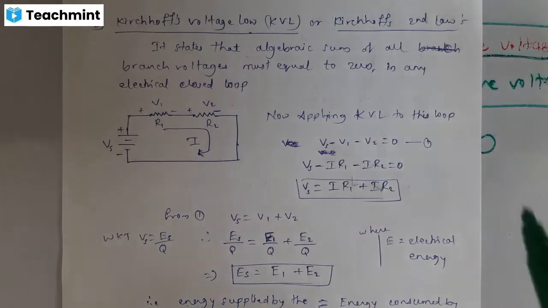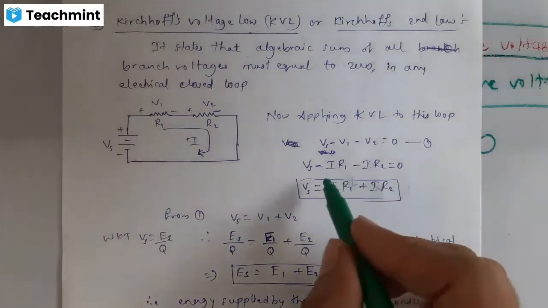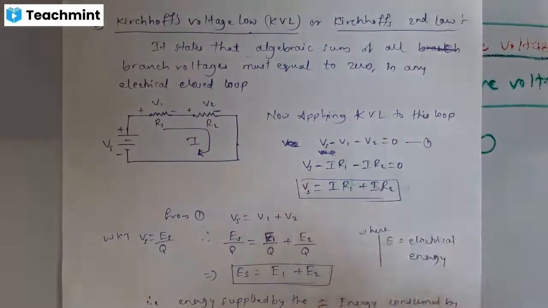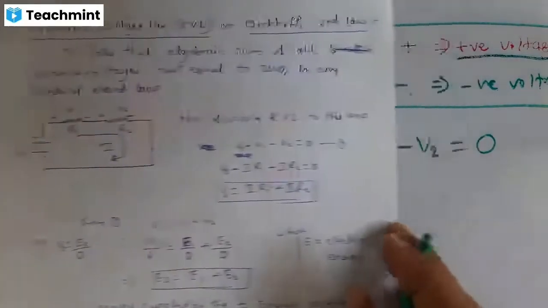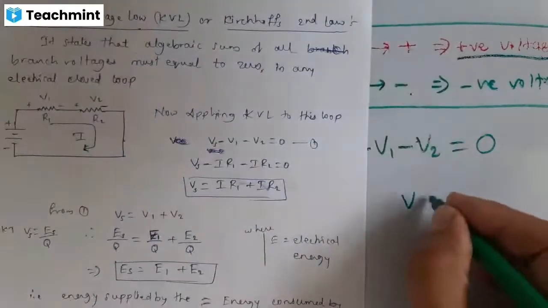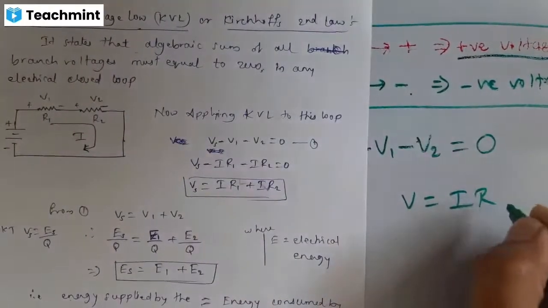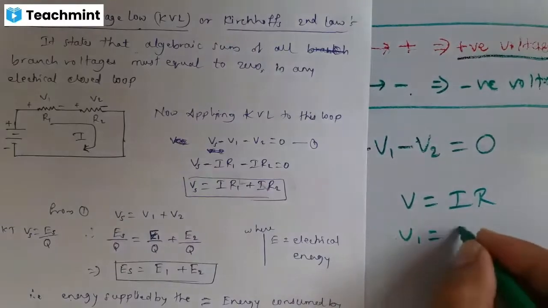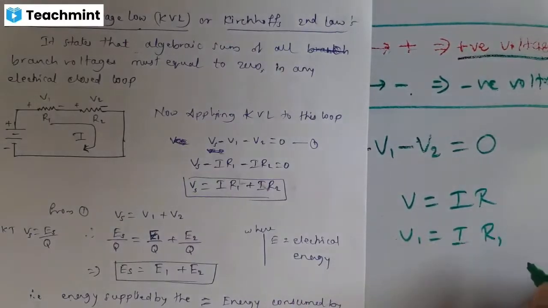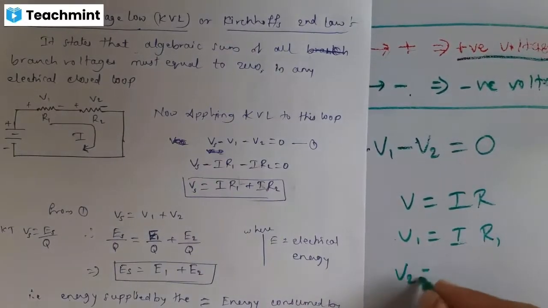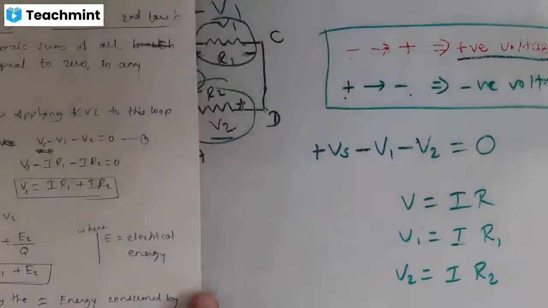Okay. So here you can see V1. What is V1? You already know Ohm's law, V equals I into R. So V1 equals I into R1. Okay. What is V2? V2 equals I into R2. Why I into R2? Why I into R1?